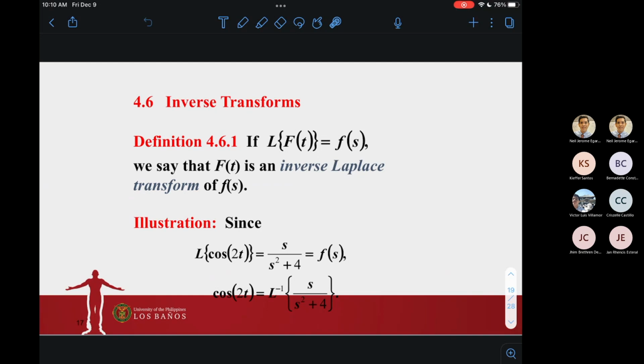All right? And we start off with definition 4.6.1. It tells us that if the Laplace transform of big F is little f, then we say that big F is an inverse Laplace transform of f of s. It's called an inverse Laplace transform because there could be various representations for the inverse Laplace transform. So we just need to find one. Humanap ka ng isang function na pag nilaplace transform natin ay si little f. Yung function na yon, yun yung tinatawag natin na inverse Laplace transform.